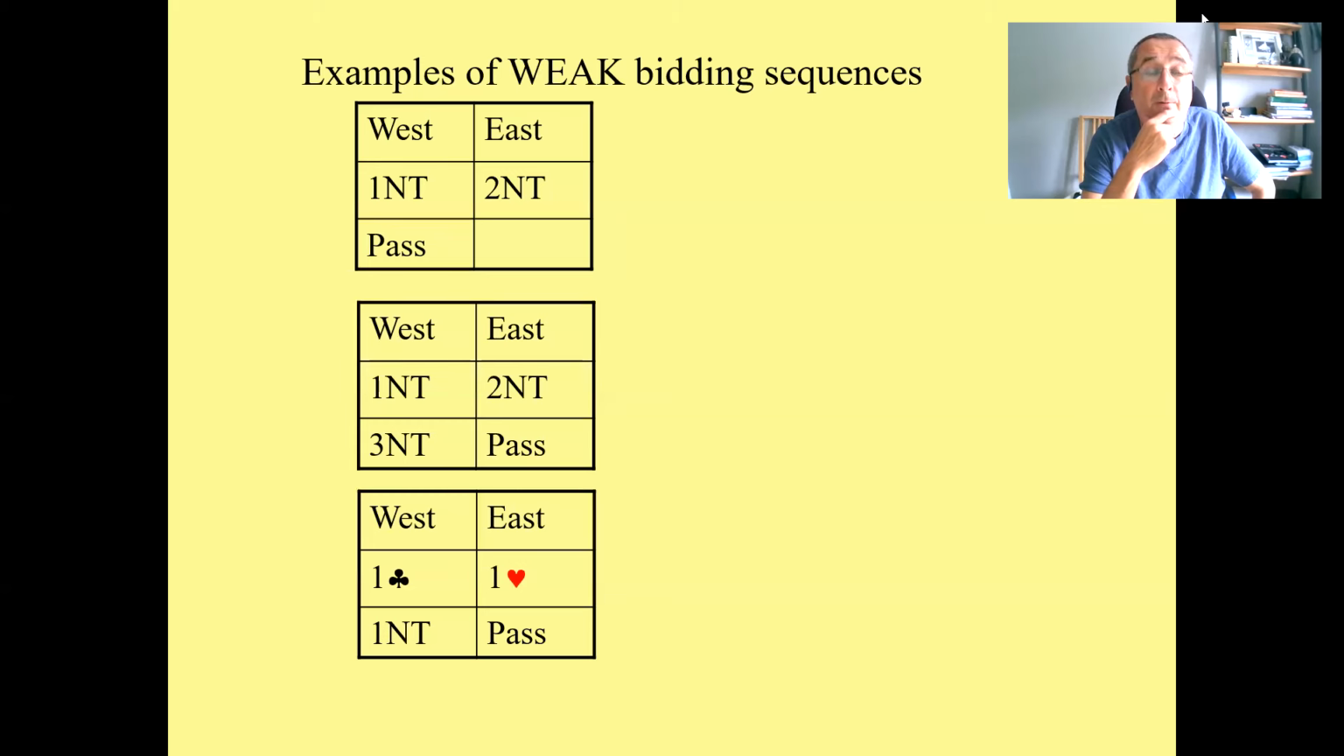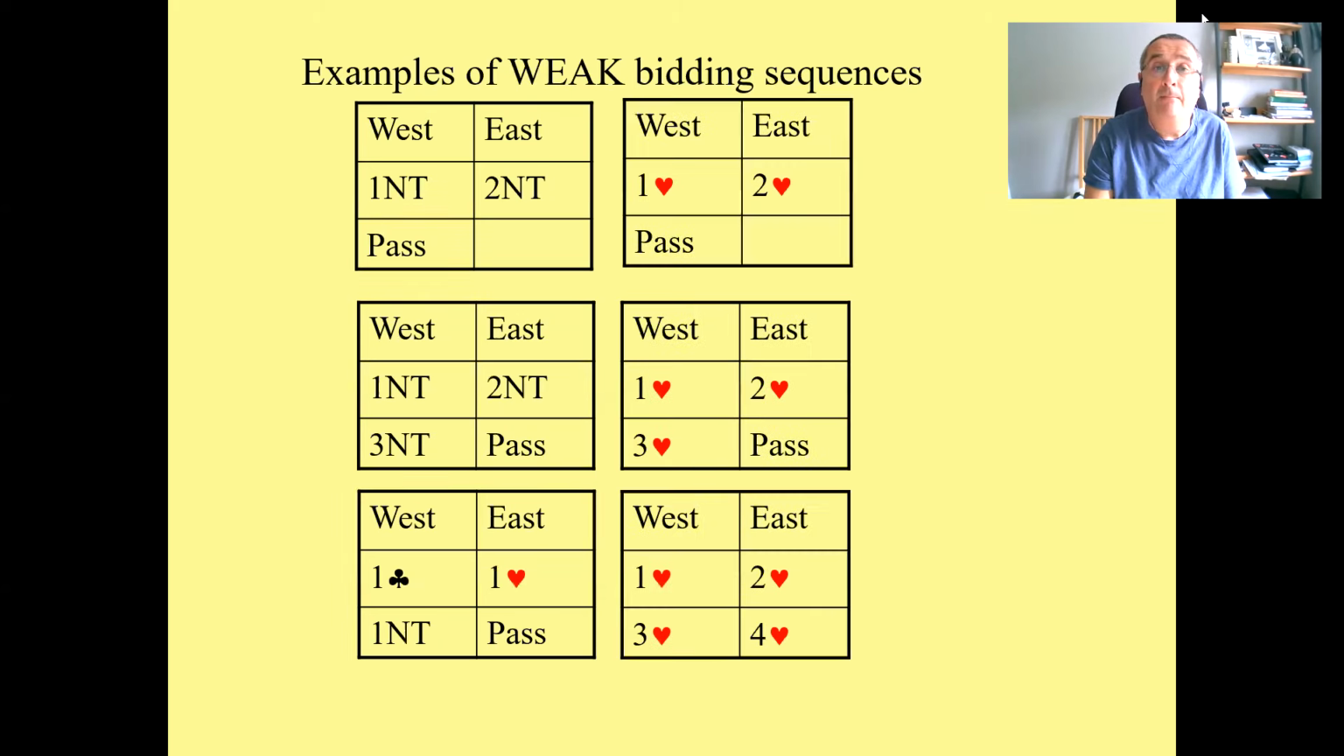Even 1 no trump, 2 no trump, 3 no trump could be a fairly weak bidding sequence, or other bidding sequences that stop short of inviting game, like 1 club, 1 heart, 1 no trump. That might be a fairly weak bidding sequence that would call for a passive lead, one where you'd only give away tricks to declarer. And other bidding sequences are normally fairly weak, perhaps something like 1 heart, 2 hearts, or 1 heart, 2 hearts, 3 hearts, or even 1 heart, 2 hearts, 3 hearts, 4 hearts.